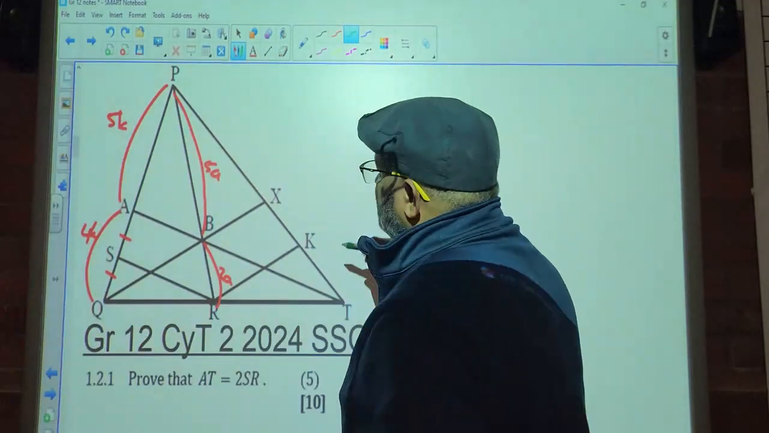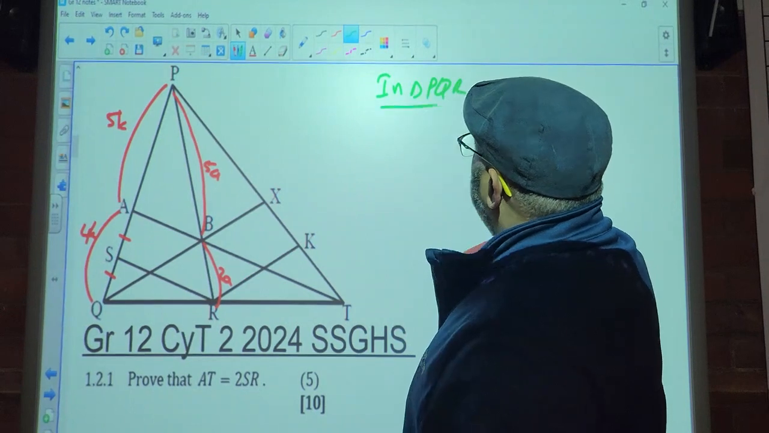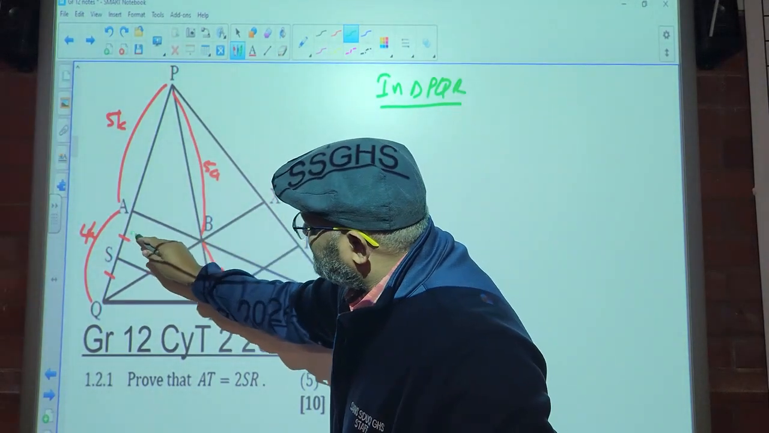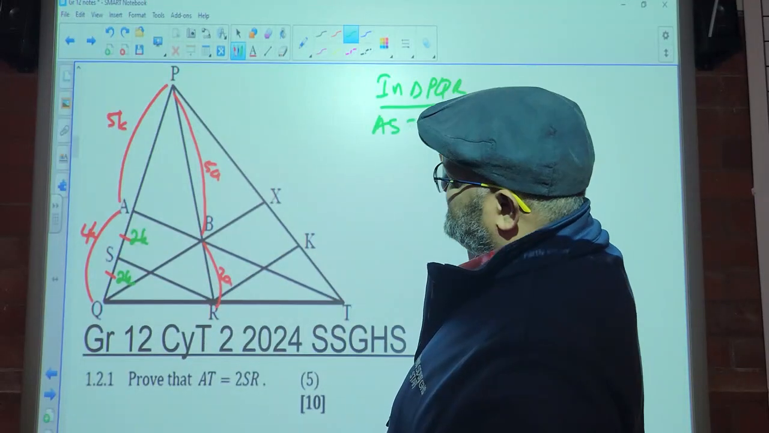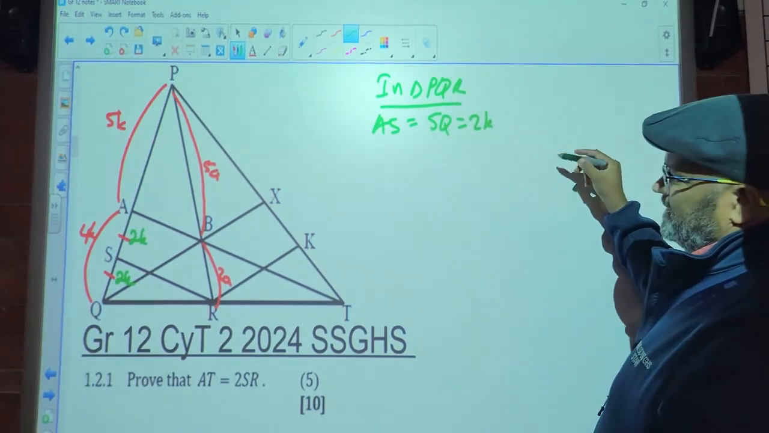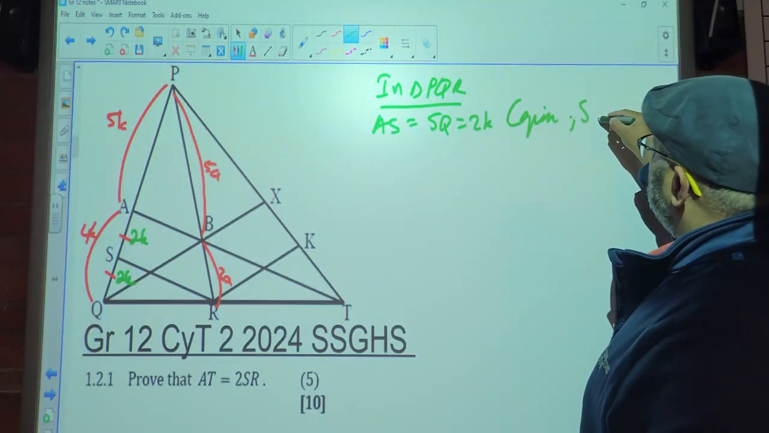So let's cover that quickly. So it's firstly in triangle PQR. So what can we say? We can say firstly that AS is equal to SQ, which is equal to 2K. Why? Because it's given that S is the midpoint.